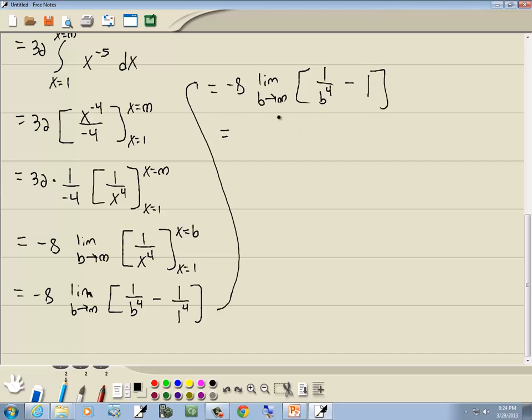Now, if we did plug that in at this point, technically we're not actually plugging it in, we're studying it as it goes to infinity, but for purposes of this problem, the same idea. If we put that in for the variable, we get infinity to the 4th, and 1 over infinity is always 0. So this is negative 8 times 0 minus 1. Now 0 drops away, and negative 8 times negative 1 gives us a positive 8. And that's our answer.